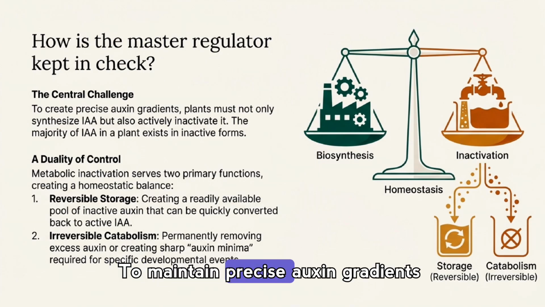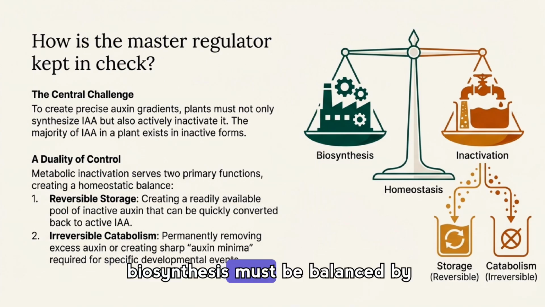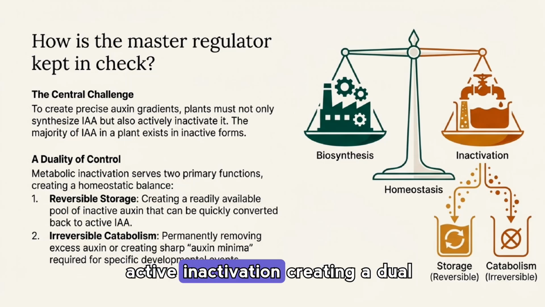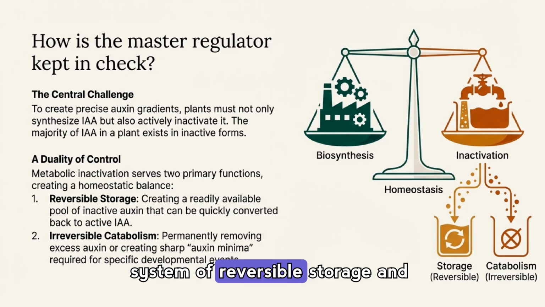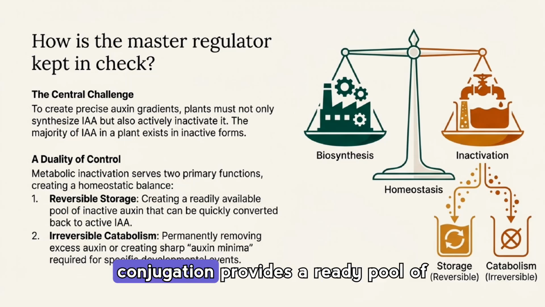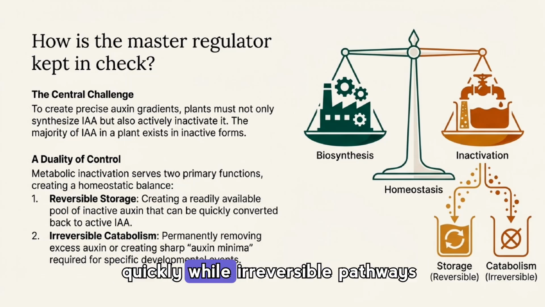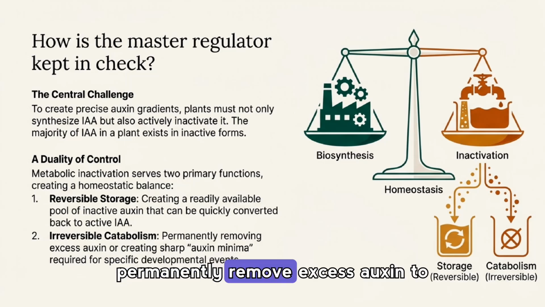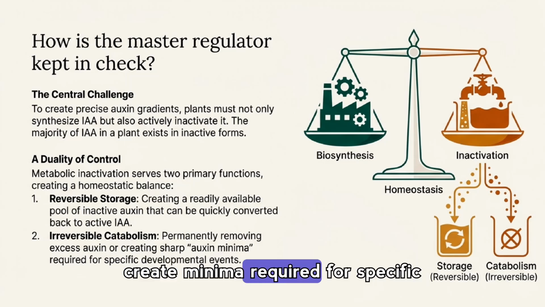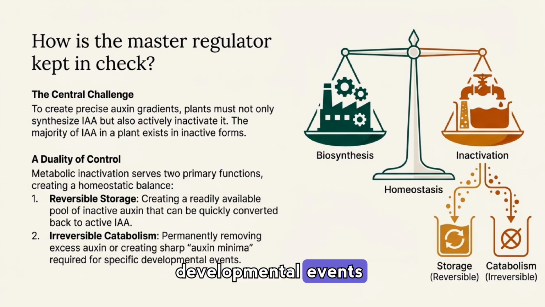To maintain precise auxin gradients, biosynthesis must be balanced by active inactivation, creating a dual system of reversible storage and irreversible catabolism. Reversible conjugation provides a ready pool of inactive auxin that can be liberated quickly, while irreversible pathways permanently remove excess auxin to create minima required for specific developmental events.